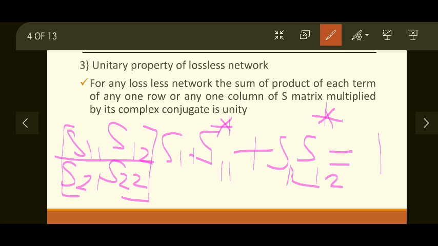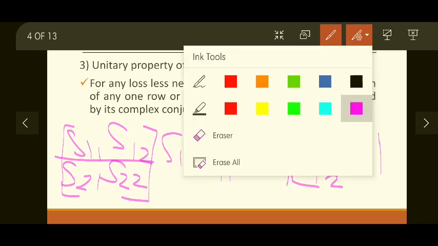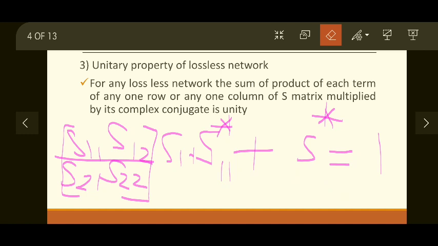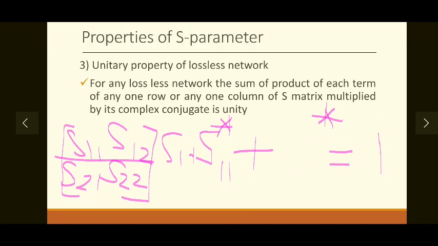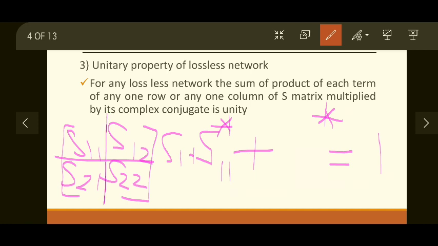So the meaning of the unitary property is that S11 into S11 conjugate plus S12 into S12 conjugate is equal to 1. You can apply the same thing for the column also. So what will be the statement in case of a column? Let's consider the first column. S11 into S11 conjugate plus S21 into S21 conjugate is equal to 1.